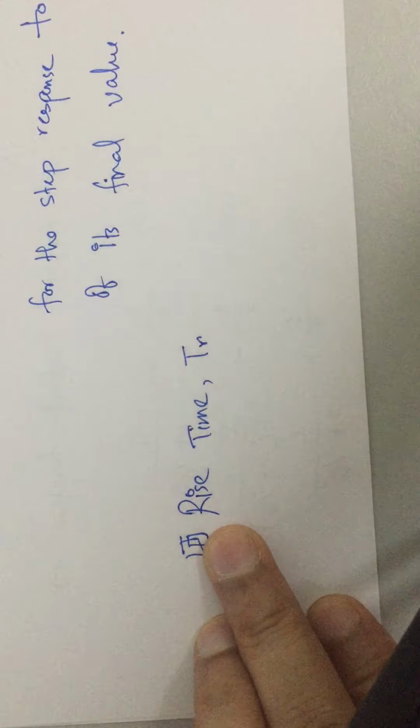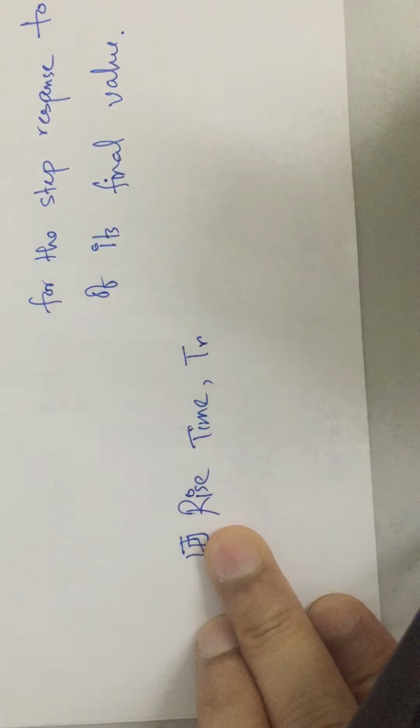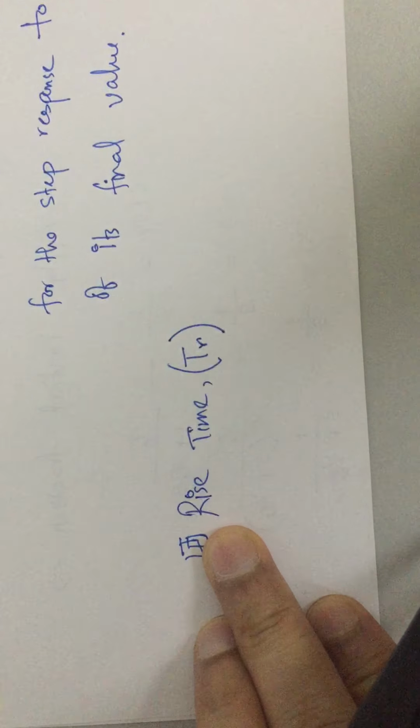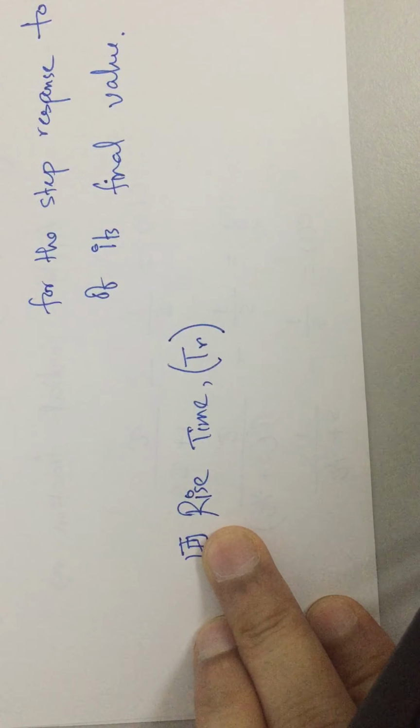So what is the rise time? What is the theory of the rise time? Rise time we call it T of R. The rise time is defined as the time for the waveform to go from 0.1 to 0.9 of its final value. This is actually the theory. So we need to remember that this is 0.1 to 0.9 of its final value.